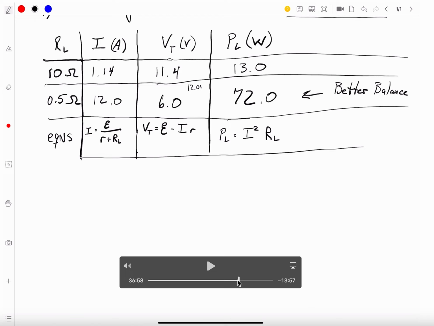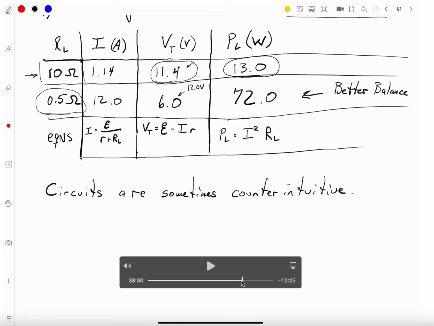And we can see that even though it is a better balance, we still want to go with the 10 ohm. So one of the things I want to point out is how circuits are sometimes counterintuitive. You might think that having a lower resistance would be a better thing, and yet it's not. The better balance comes from the 10 ohms. I don't know why I have better balance on the wrong one, but you don't want the 0.5 ohms. That's not a good balance. Okay.